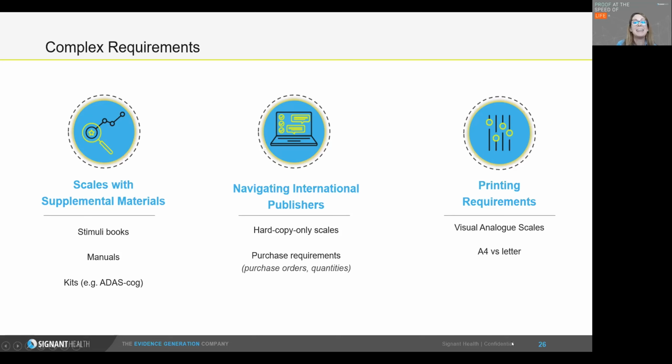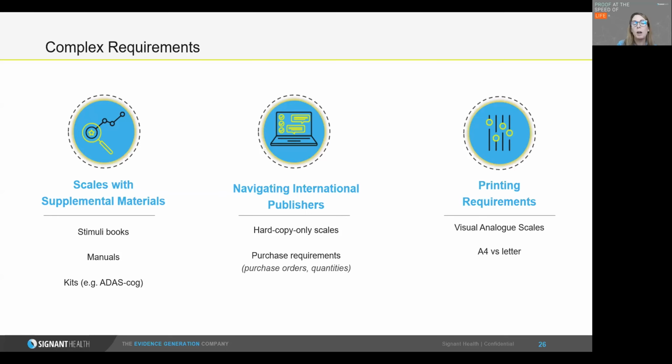International publishers, this is something we've come across where maybe your copyright holder is here in the US, but they've given rights over to their publishers overseas, and you have to go to individual countries and receive possibly only the hard copy scale. So again, I know we're talking a lot ECOA, but paper as well still might need to be used and only have permission to be used in certain countries. So you have to find all this information out ahead of time to really help with the timelines. And then of course, things change too, which I'll get into in the next slide.